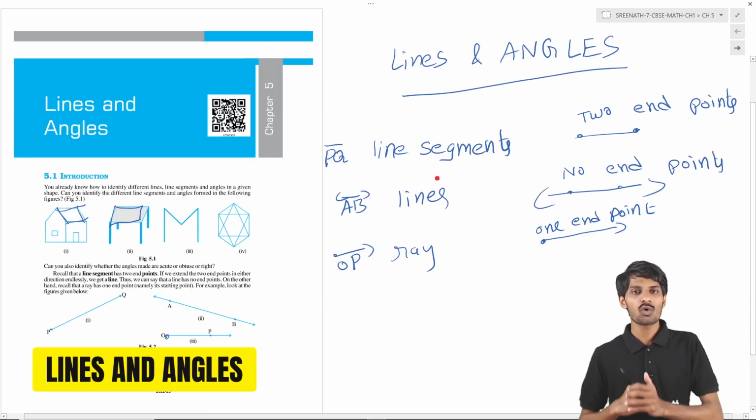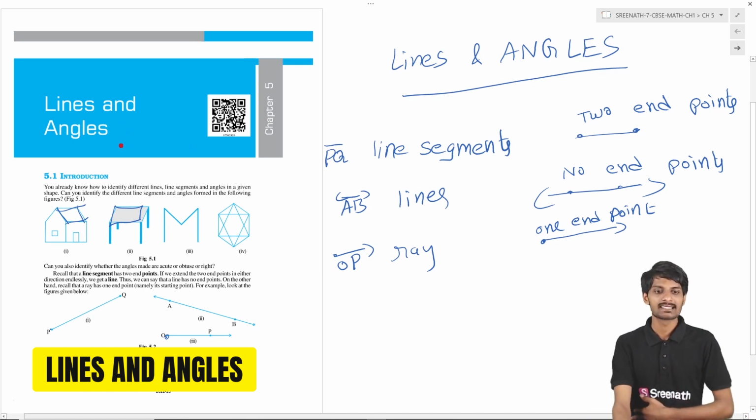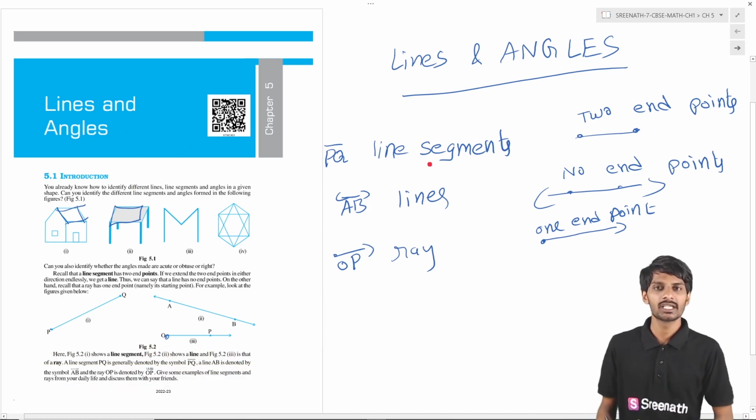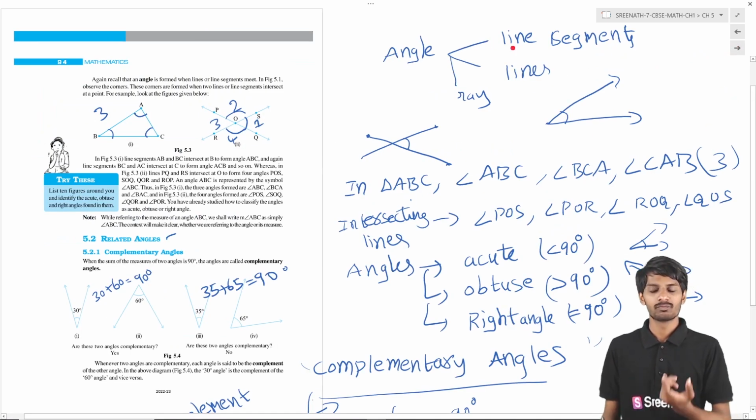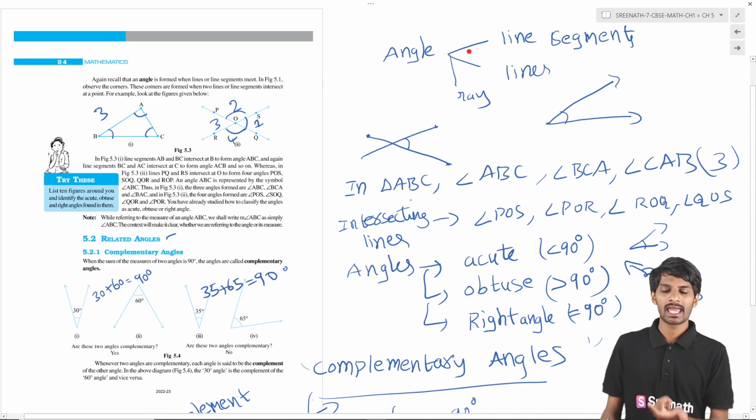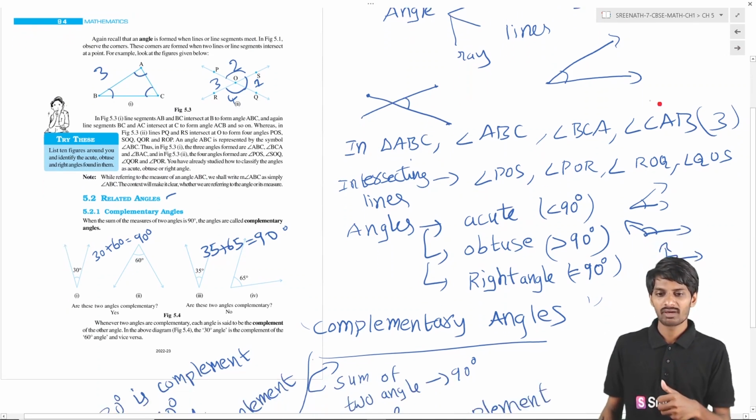Hello students, now in this video we are going to see the summary of the chapter lines and angles. In the beginning we discussed line segments, lines and rays. Line segments have two endpoints, lines have no endpoints, and a ray has one endpoint. After that, between two line segments we can form an angle, between two lines we can form an angle, and between two rays also we can form an angle. Whenever two lines intersect, there will also be angles.